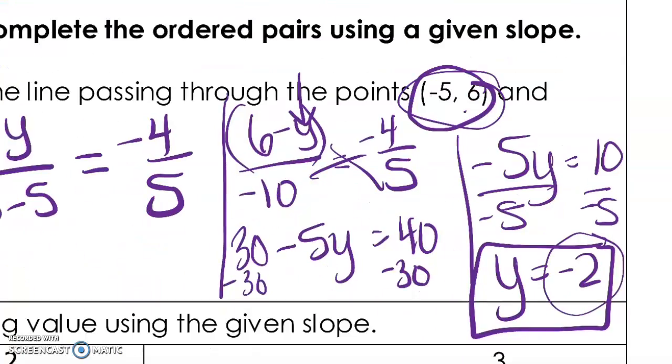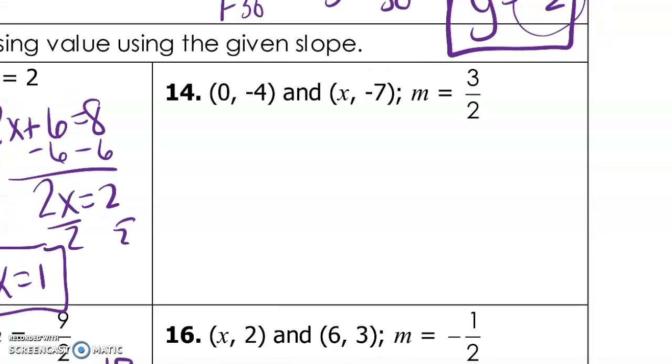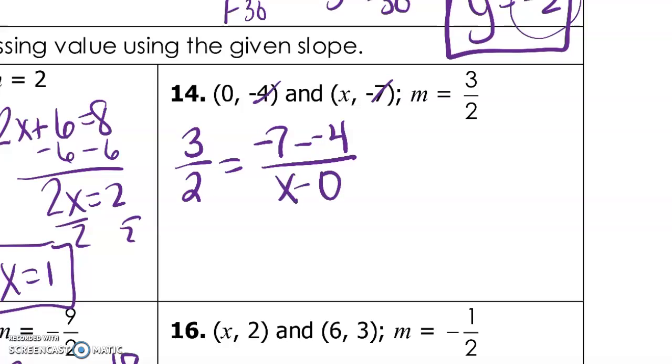For these last few, this is where you're going backwards, so you need to just set up your formula and then do your cross multiplying. So your formula is m equals y2 minus y1 over x2 minus x1. So m is 3 over 2 equals, I'm going to do negative 7 minus negative 4. So this one minus this one over x minus 0. So 3 over 2 equals negative 3 over x. Now some of you can just look at that and know what your x value needs to be. If that's you, that's great.